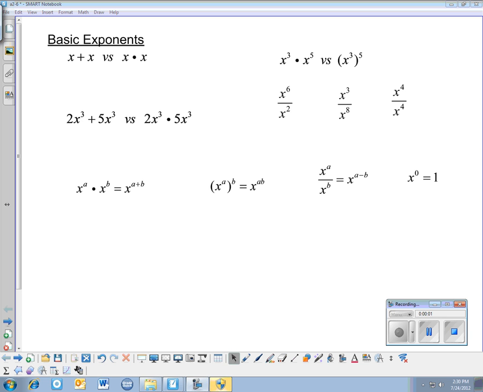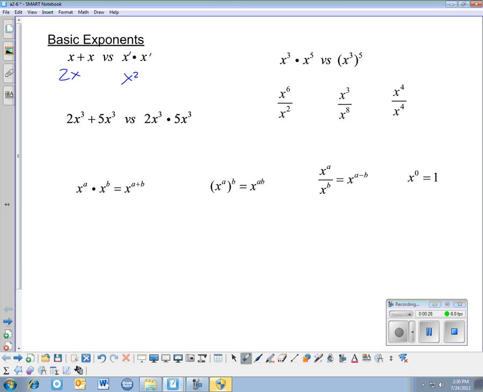Here we're just going to discuss some very basic exponent properties. And the first thing you need to really have a good understanding of is the difference between x plus x and x times x. X plus x is 2x. That's just combining like terms. X times x is x squared. It's multiplying where we add the exponents. It's x to the first times x to the first, and so that's x to the second.